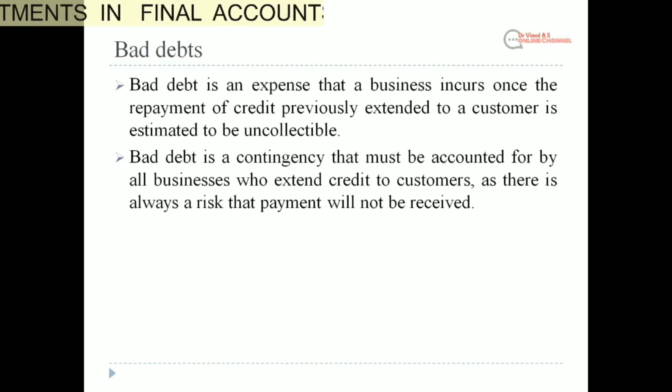Then the next adjustment is bad debts. Bad debts is an expense that the business incurs once the repayment of a credit previously extended to the customer is estimated to be uncollectible. In such a case, bad debt is a contingency that must be accounted for by all businesses who extend credit to their customers, as there is always a risk that the payment will not be received. So they are expecting a risk factor. That is why they show the amount of bad debts while preparing the final statement of accounts.